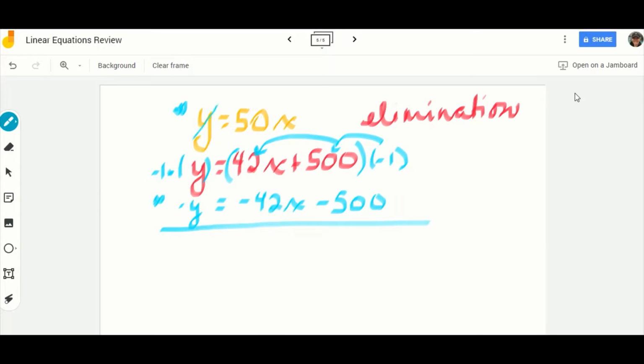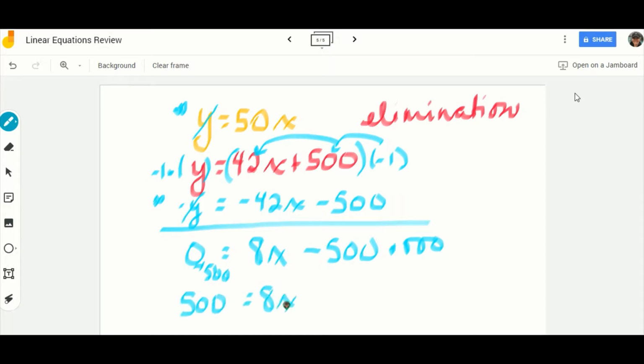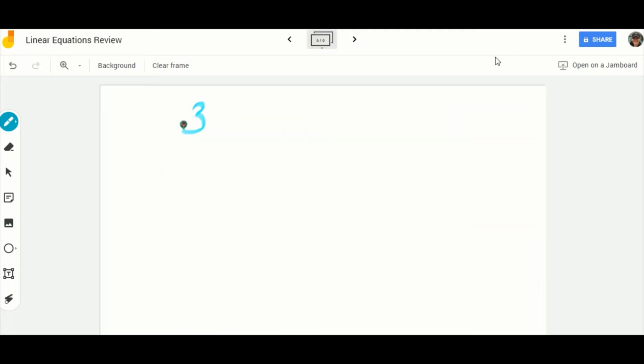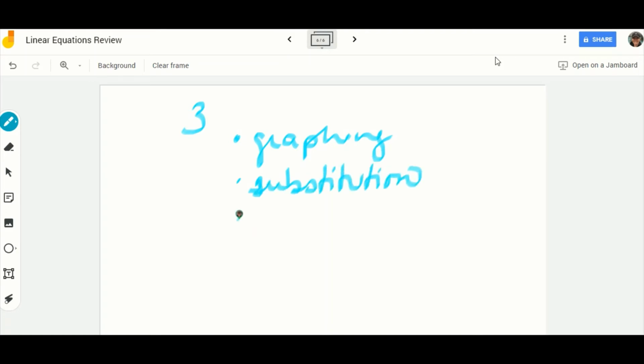So y plus -y is now 0, and this equals 8x, and I have minus 500 because over here I have 0 minus 500. I add 500 to both sides. So it's 500 is equal to 8x. Then divide both sides by 8. That gives me x is equal to 62.5, and I get exactly the same answer. So the three ways to solve a system of linear equations are by graphing, substitution, and elimination.